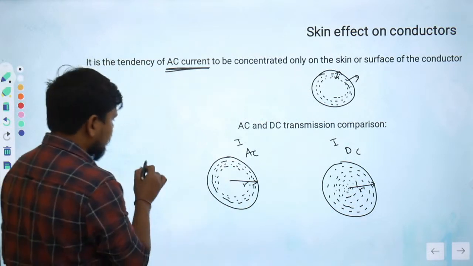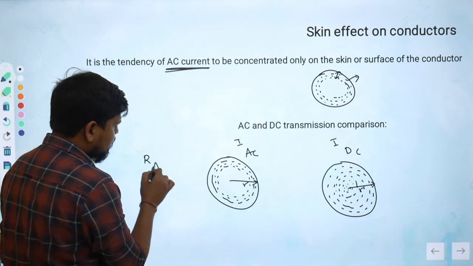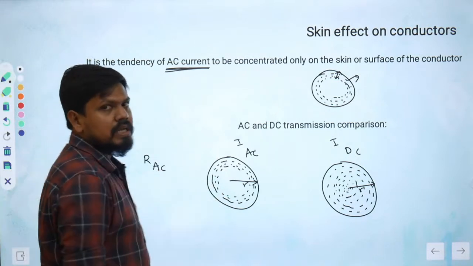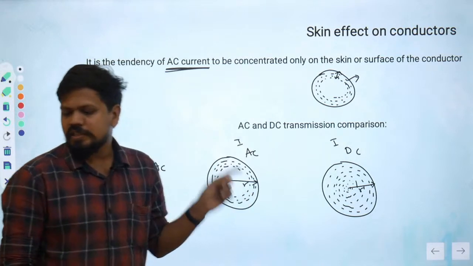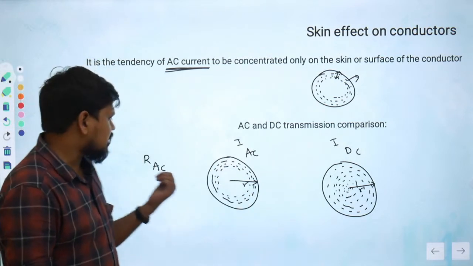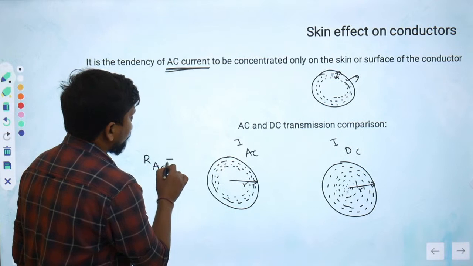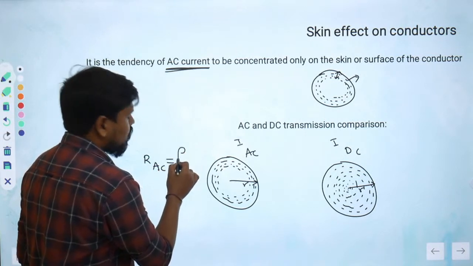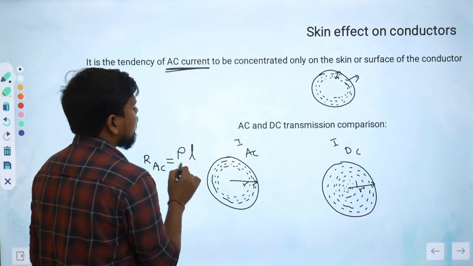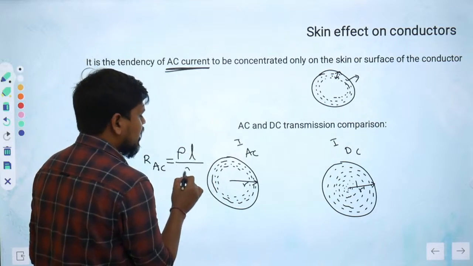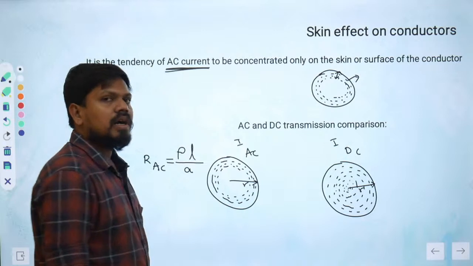Okay, so let's take the resistance of AC, the resistance of the AC conductor. AC current flowing conductor resistance we are just checking. Whenever you check the resistance of this, what is the formula for resistance? Rho, that is nothing but the resistivity of the conductor, L, which is the length of the conductor, and the area of cross section where the current flow will be there.